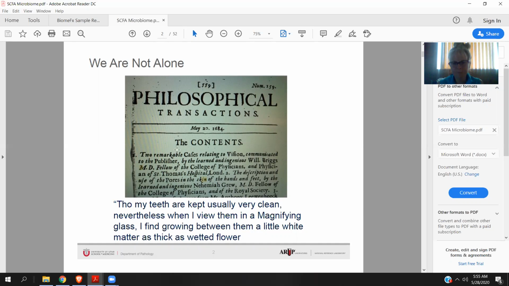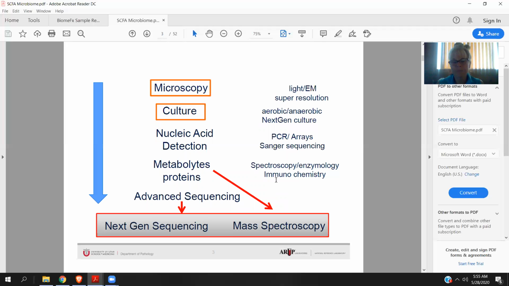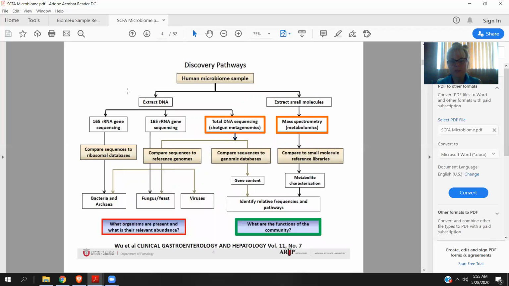So we see this quote here. This is an article taken from the year 1684, published in Philosophical Transactions, and it was breaking news. "Though my teeth are quite usually very clean, nevertheless, when I view them in a magnifying glass, I find growing between them a little white matter as thick as wetted flour." So this was the discovery that we are not alone, that there are organisms everywhere. This article is talking about the different technologies, and how 16S rRNA gene sequencing is the older one. Total DNA sequencing or shotgun metagenomics, and mass spectrometry, are the up and coming.